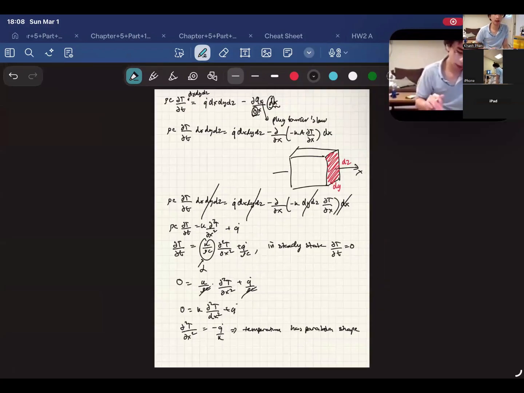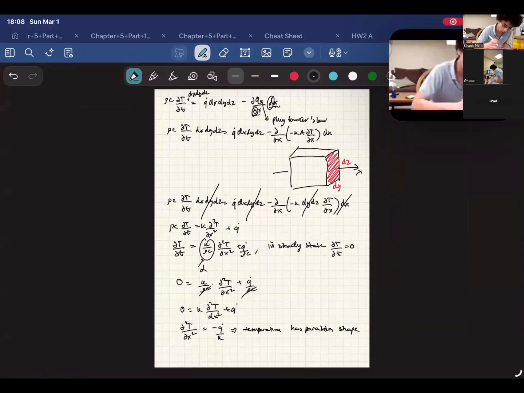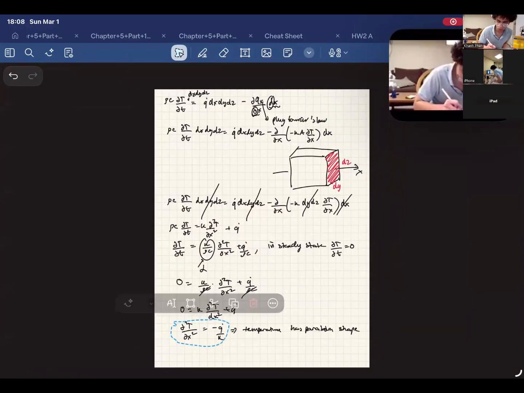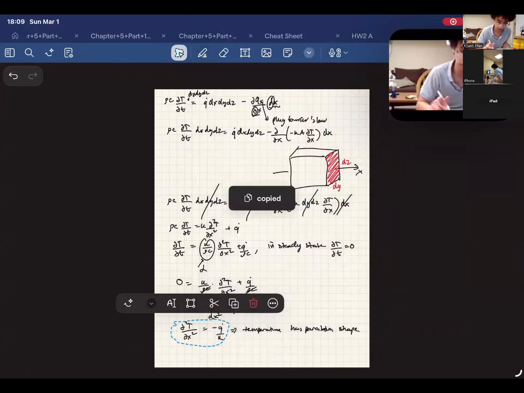So now we can find an equation that represents temperature. I'm going to rewrite this equation over here. This is a very easy step. We can just do simple integration.